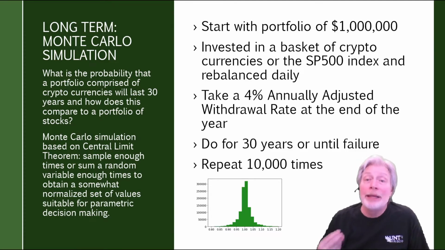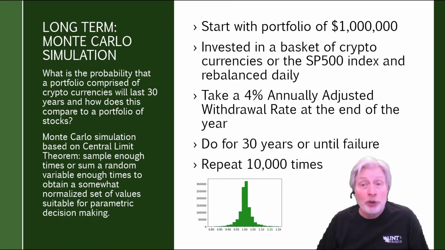As a reminder, the Monte Carlo simulation is basically based on the central limit theorem, which states that if you sample enough times or some random variable enough times, you can obtain a somewhat normalized set of values suitable for parametric decisions. So for this approach, I started with a portfolio of $1 million and invested in an equally weighted basket of cryptocurrencies made up of the 5 coins. I took a 4% annually adjusted withdrawal at the end of each year, and we did it for 30 years or until we ran out of money, meaning that the portfolio failed.